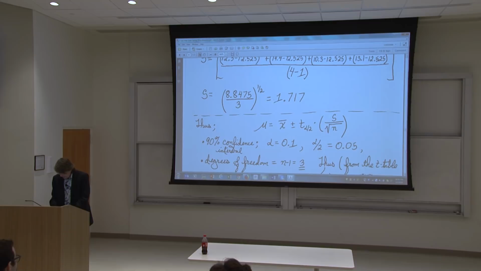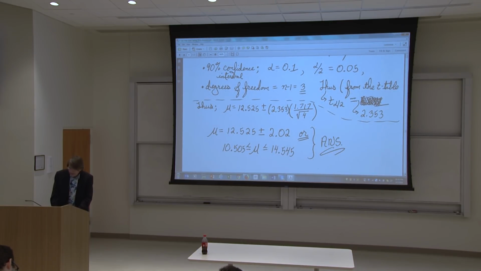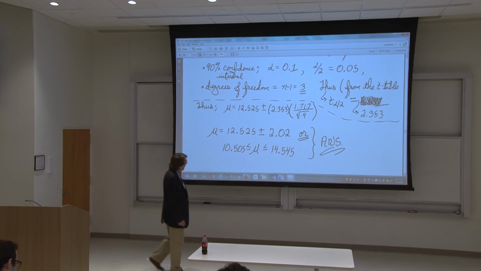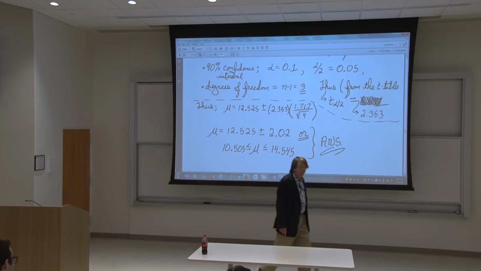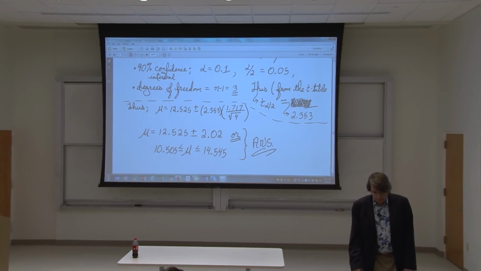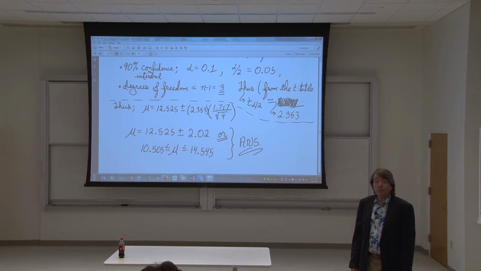And going to the student t table, that's exactly what we get, 2.353. You just plug everything in, and you get an estimate of the population mean using the student t distribution and 90% confidence level.